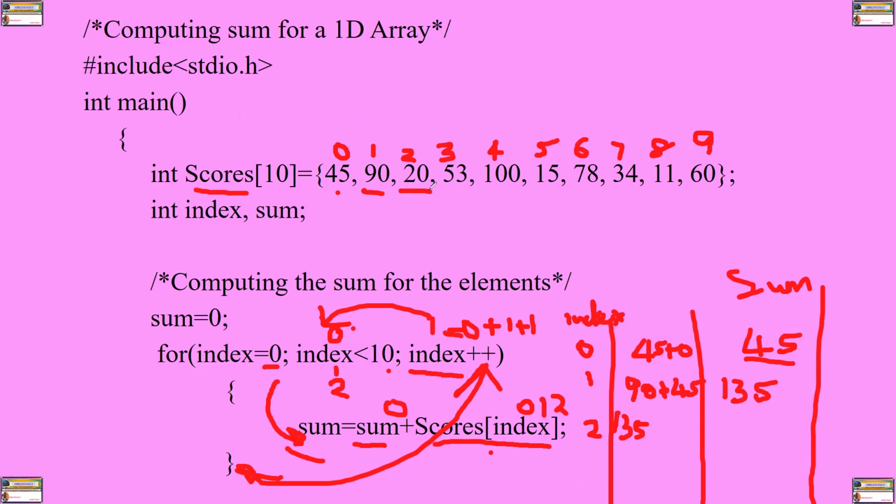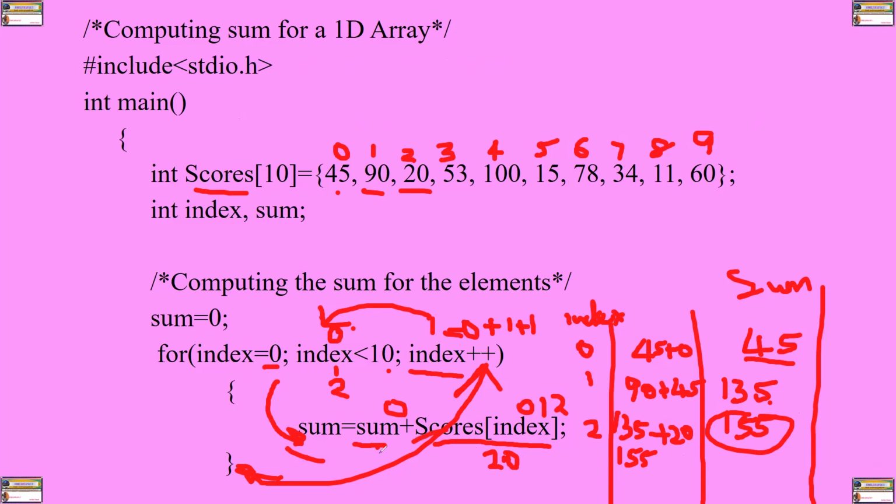Scores[2] is 20. So this is like saying 20 plus the current content of sum. The current content of sum is 135, so plus 20. This will give us 155. And then this 155 will be stored back into sum.